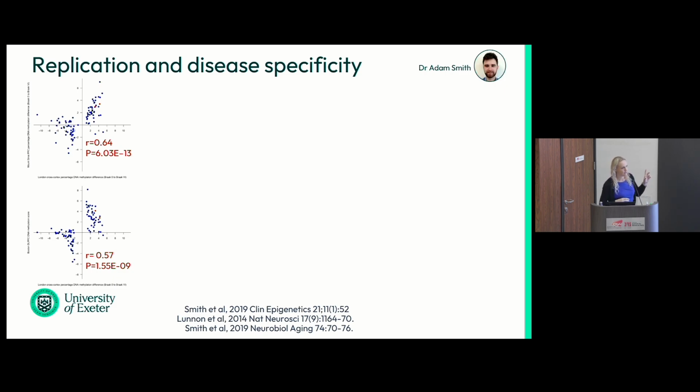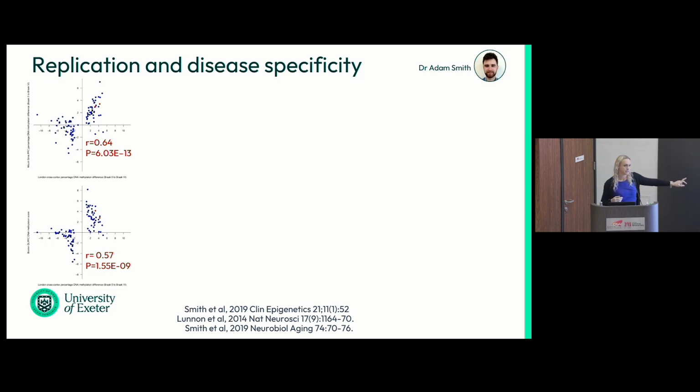So shown on the top left is where we took the 100 most significant loci we'd identified in our cohort and correlated the effect size, so the change in methylation between someone with severe Alzheimer's disease and control in our discovery cohort, which is shown on the x-axis, and a validation cohort shown on the y-axis. So the top one is an independent cohort of 150 brain samples from Mount Sinai, and we can see a really nice correlation of the effect size with the 2 ANK1 probes shown in red.